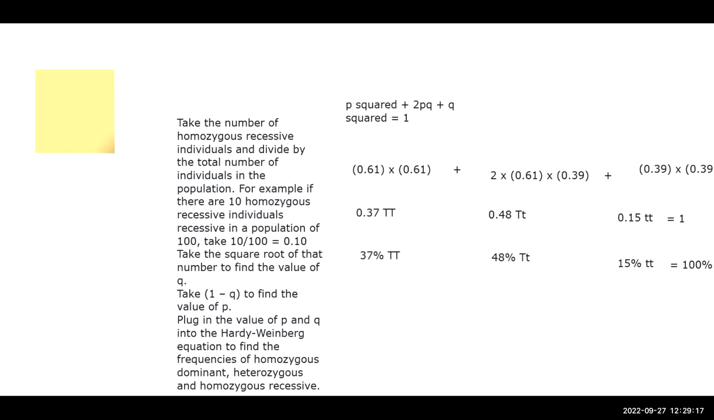All right, so let's put you guys into some breakout rooms. So really what you need to write down is the number of homozygous recessive individuals, which is 10, and then the total number of individuals in the population, which is 100.